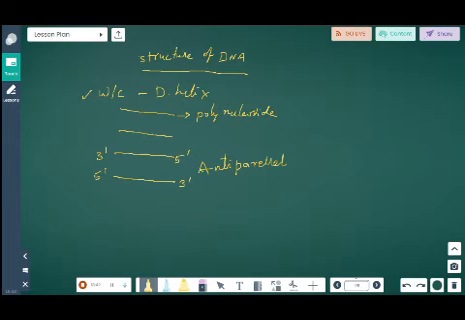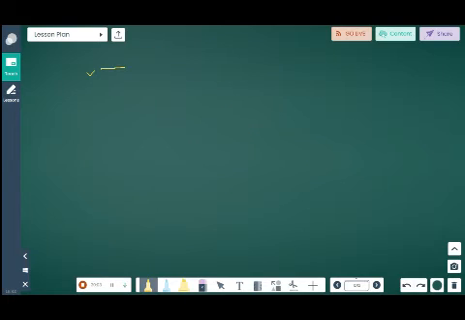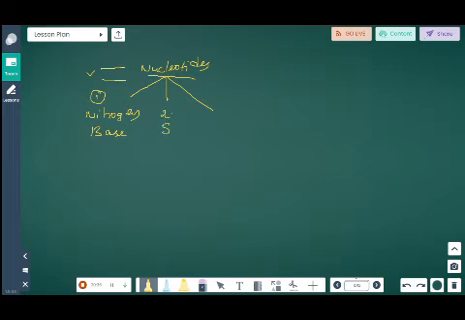According to Watson and Crick, DNA is a double helical structure. Each chain is made up of polynucleotides and they are anti-parallel in nature. And Chargaff's rule is applicable to double-stranded DNA molecules only. Each strand of the DNA molecule is made up of nucleotides. Every nucleotide is made up of three components. Number one, nitrogen bases. Number two, sugar. And number three, phosphate.